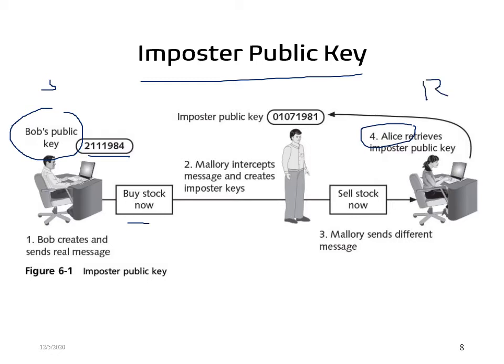Say for example there is an attacker called Mallory. He intercepts the message, Bob's message, the sender's message, and creates an imposter key. He does a man in the middle attack and intercepts this message, "buy stock now". So he imposted a key, right? Bob uses a public key, 2111984.